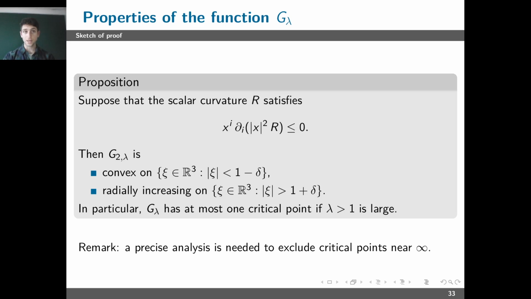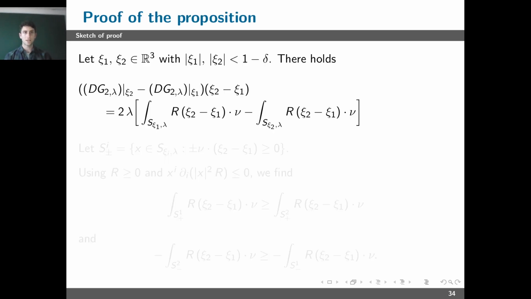Okay, so now I also want to give you a quick outline of the proof of this proposition. So we're only going to show that the function g2 lambda is convex on the unit ball. So we'll consider two vectors psi1 and psi2 whose modulus is bounded from above by 1 minus delta. And what we're going to show is that the gradient of this function g2 lambda is monotone. So we're going to consider the difference of the gradient of g2 lambda at psi2 minus the gradient at psi1, times psi2 minus psi1.